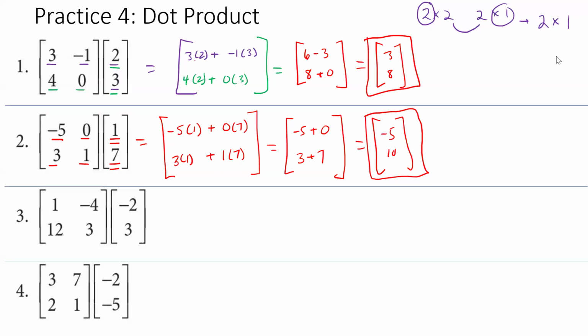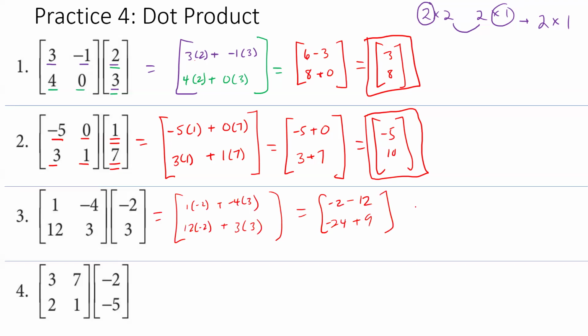Okay, how many of y'all felt as you were doing it, you got a little faster at it? A little bit, somewhat. Okay. So here on this one, again, we're gonna have 1 times -2 plus -4 times 3. Then we end up with 12 times -2 plus 3 times 3, correct? So we end up with -2 minus 12. Then we have -24 plus 9. Still with me? So we end up with -14. And what'd you get? -24 and 9 makes -15. Awesome sauce.